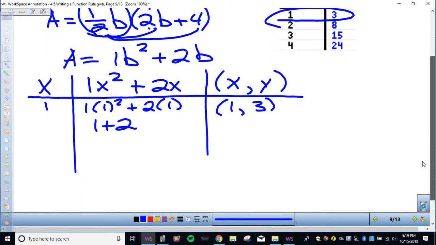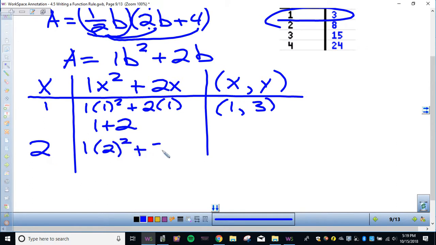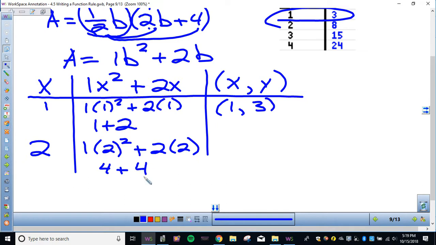So when I plug in 2, I should get 8. So I'm going to plug in 2 here. So I have 1 times 2 squared plus 2 times 2. Okay, now we'll do the math here. So 2 squared is 4, times 1 is still 4. 2 times 2 is not 2, it's 4. So when I plug in 2, I get 8.